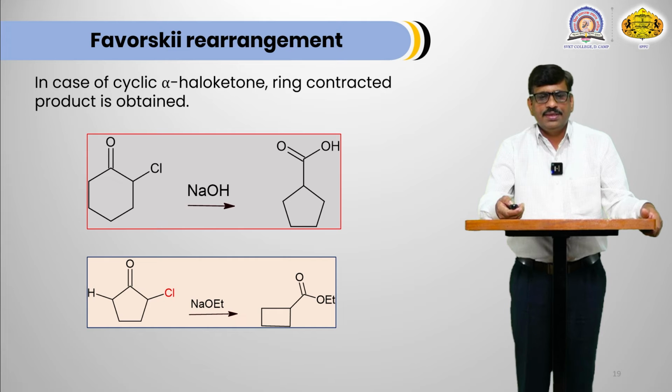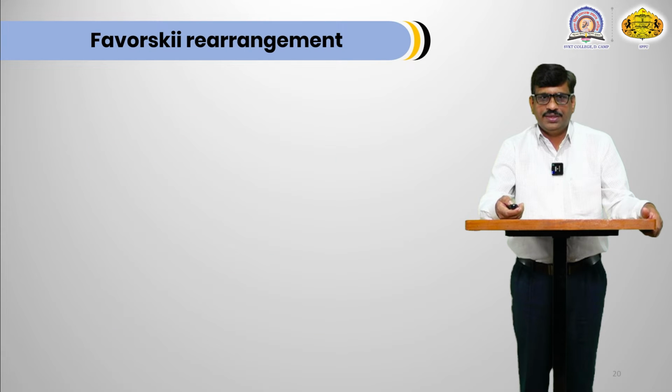In the next case, the starting compound is a 5-member ring, that is 2-chlorocyclopentanone. When it reacts with sodium ethoxide, the corresponding ester is formed. In that case, the 5-member ring is converted to a 4-member ring. In this case, ring contraction is taking place in the Favorskii rearrangement.